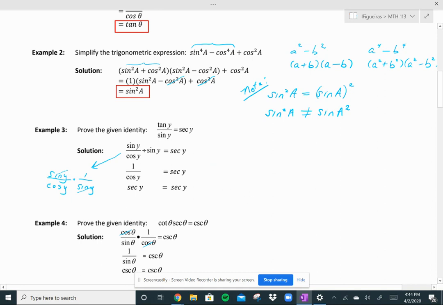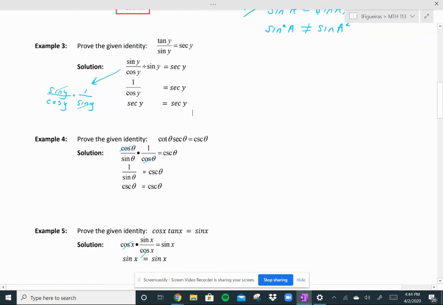Okay, let's do another proving problem. Prove that cotangent of theta times secant of theta equals cosecant of theta. So again, I'm going to rewrite everything possible on the left in terms of sine and or cosine. So cotangent is cosine over sine, which you see here, and secant is 1 over cosine, which you see here. But then the cosines cancel, and you're left with just 1 over sine. And 1 over sine by definition is equal to cosecant. So the left side equals the right side, and you're done.